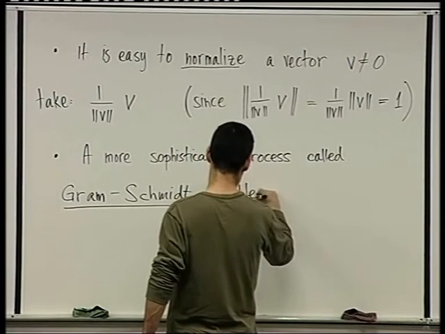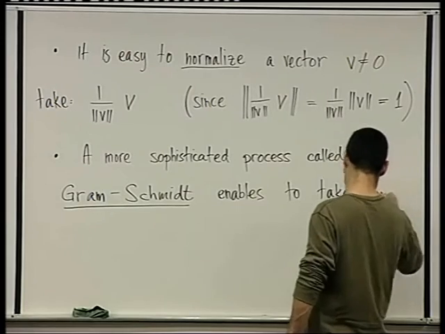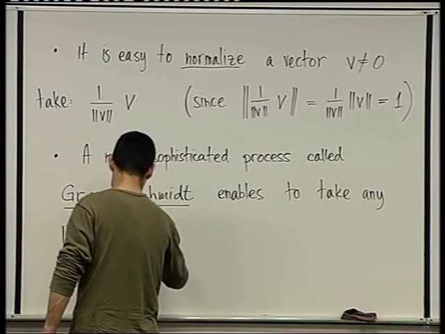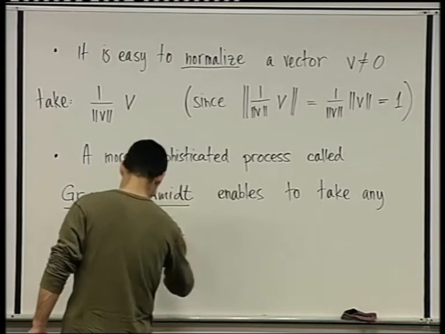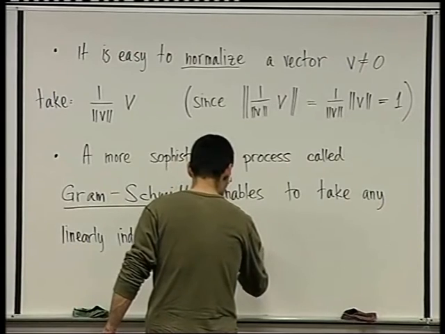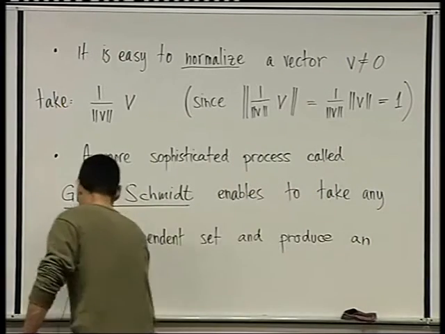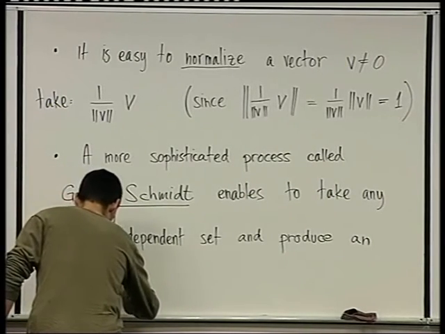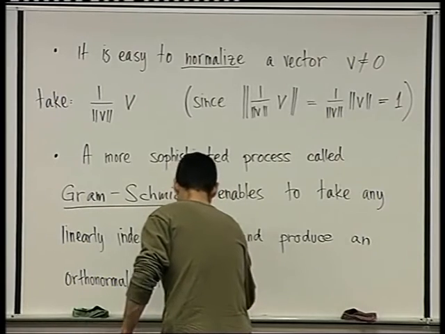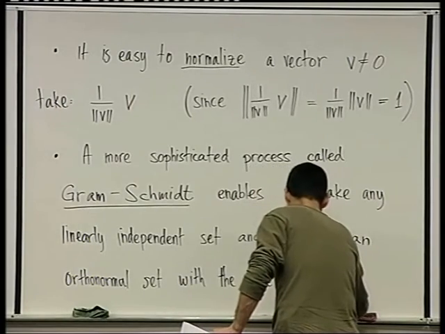A more sophisticated process called Gram-Schmidt enables us to take any linearly independent set, in particular a basis, of course, and produce an orthonormal set with the same span.